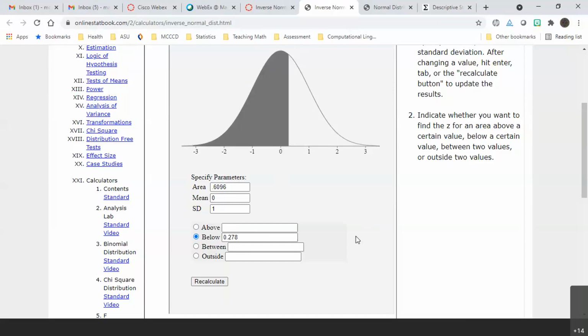It's more important to understand what these calculators are showing you, which is why I like this one with the picture. So this is saying 60.96% of the area under the curve is below z-score 0.278. That's what that means. Everybody good with that? Any questions about that?